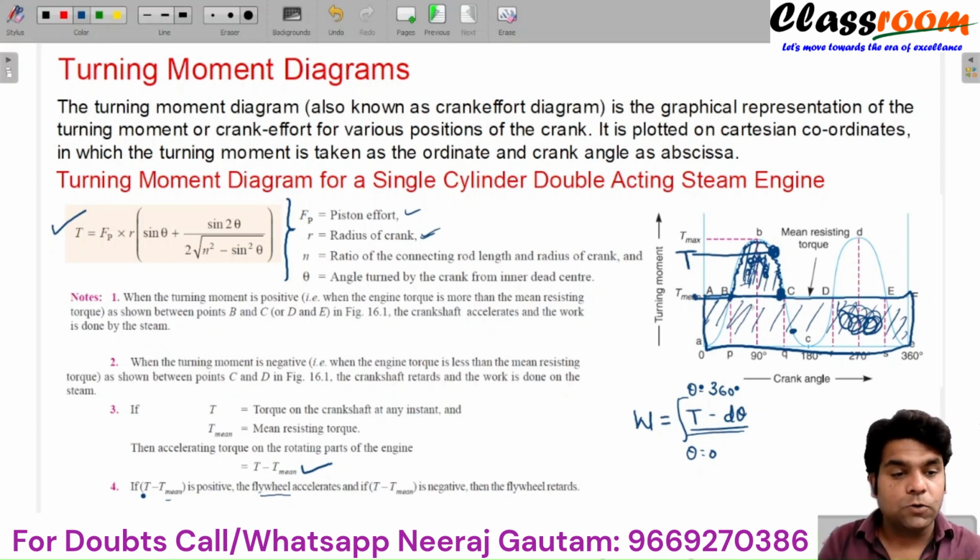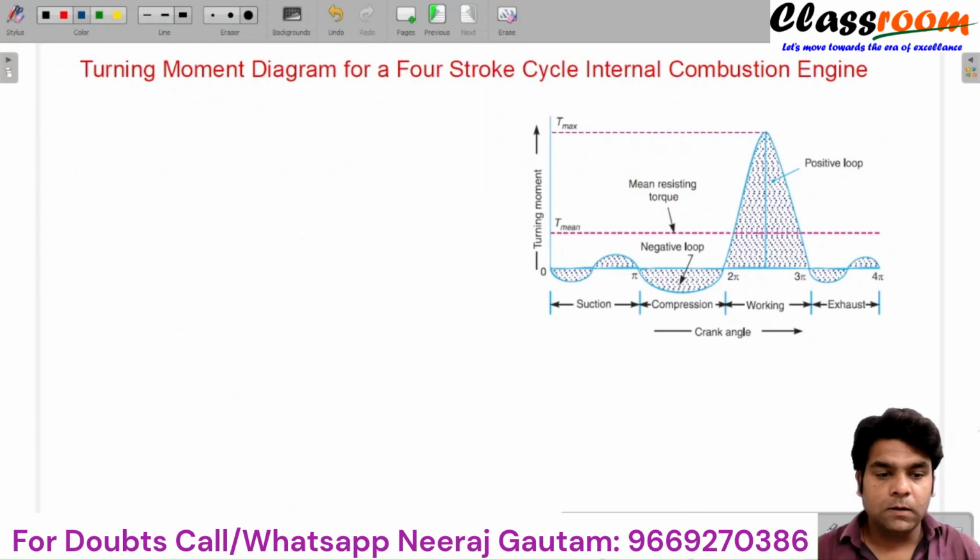Okay, so in this figure we can see all the variations of the turning moment of a single cylinder double acting steam engine. Now we'll see the turning moment diagram for a 4-stroke internal combustion engine. Here we are observing a turning moment diagram for the 4-stroke cycle internal combustion engine.